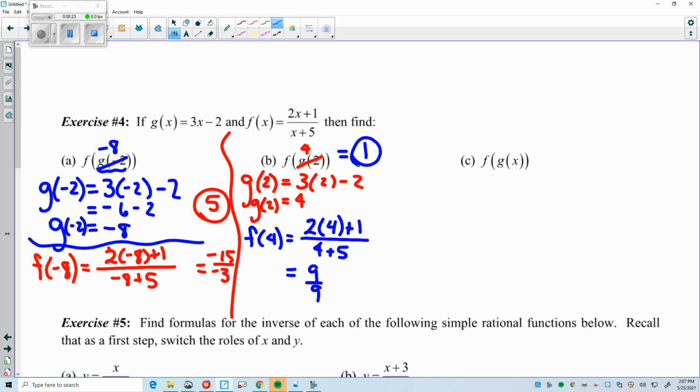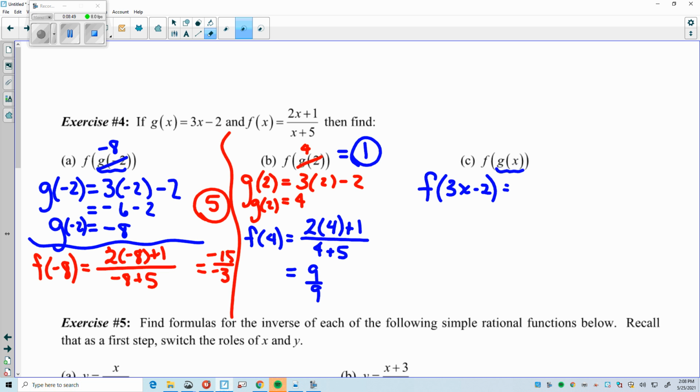Okay, so what happens if it's an x? Well, same thing. We just do the same process. This is saying in the f function, anywhere I see an x, I'm going to make it g of x. So I go into the f function. Anywhere I see an x, I'm replacing in that f function. Oops. I'm going to replace my g of x function, which is 3x minus 2.